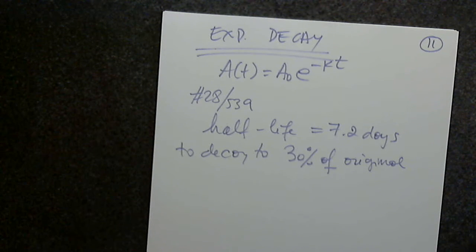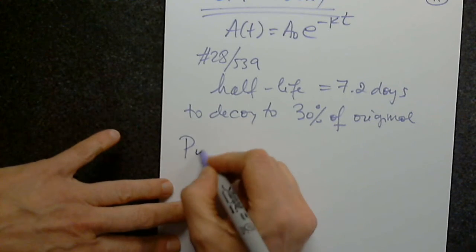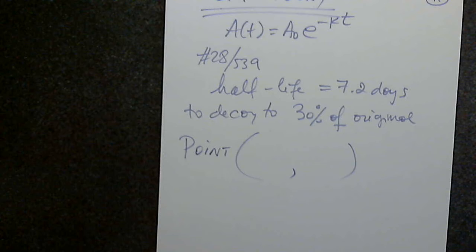In the previous problem with the exponential growth, we were given 2 points. With 2 points, we were able to determine A0 and K. But here, I'm not really given points. I'm only told that half-life is 7.2 days. Let's make up a point out of it. Let's think. Always remember, time is independent. Time must be on the x-axis. Time must be the first coordinate of the point. Always. If time is involved, time is always the first.